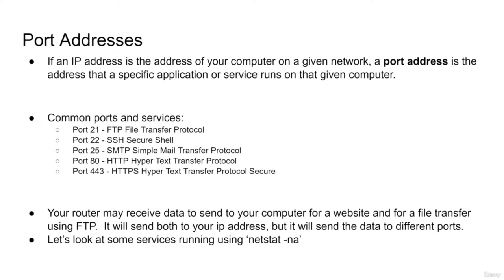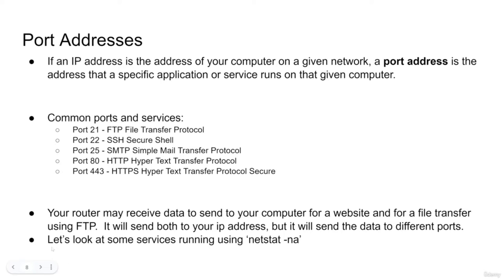So when your router is trying to send information, whether it's web traffic or an FTP request, it sends it to your specific computer's IP address, but then it sends it to a specific port where we know a service is running. Your router may receive data to send to your computer from a website or for FTP. It will send it to the respective IP address, but the web traffic will go to port 80 or port 443, while the FTP request will go to port 21.